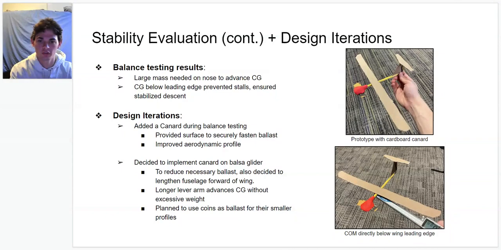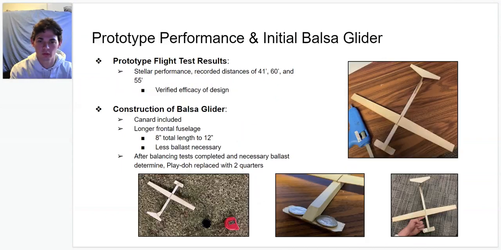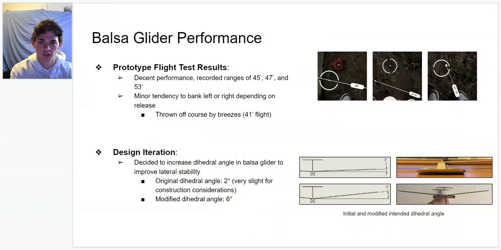Finally, I decided to replace the Play-Doh with more aerodynamic coins. The improved prototype flew distances of 41, 60, and 55 feet, so I felt ready to build my balsa glider. The balsa glider included the planned canard and longer frontal fuselage and was balanced with two quarters. Initial tests of the balsa glider showed decent ranges of 45, 47, and 53 feet.